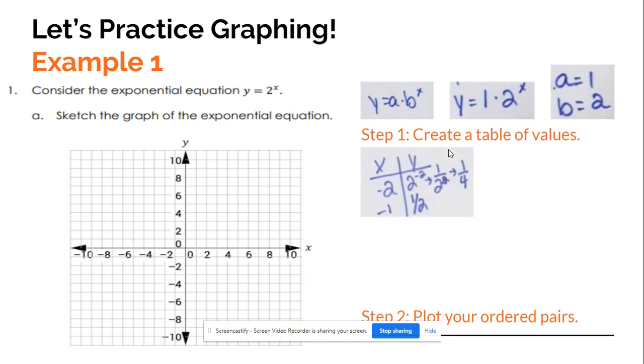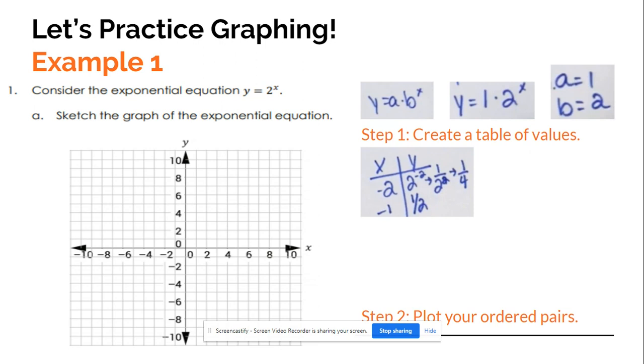When you create your table of values, you can make a very simple t-chart, your x and your y values. And when you're selecting your x values, it's always important to include the origin, 0, 0, and to include 2 points less than 0 and 2 points greater than 0. And that'll give you a nice sized graph.